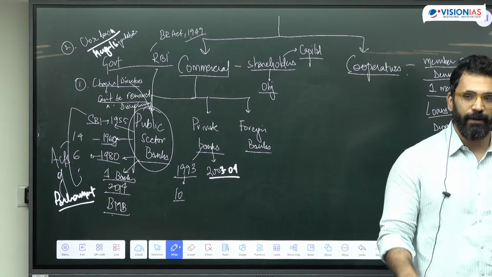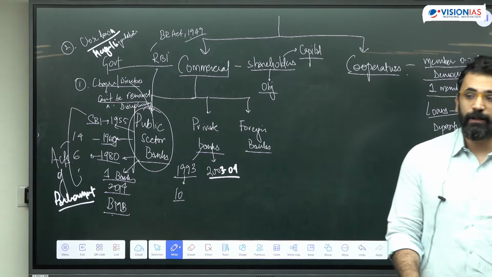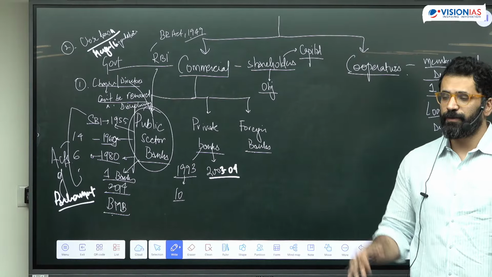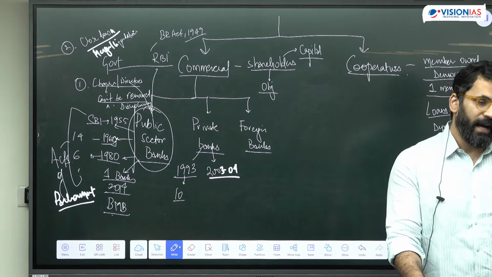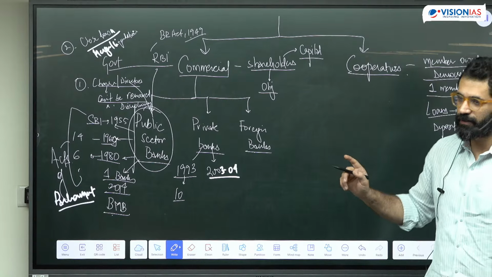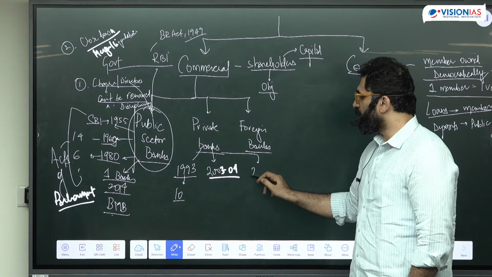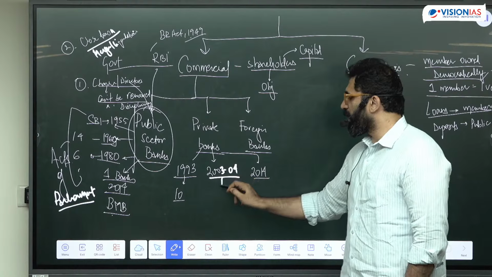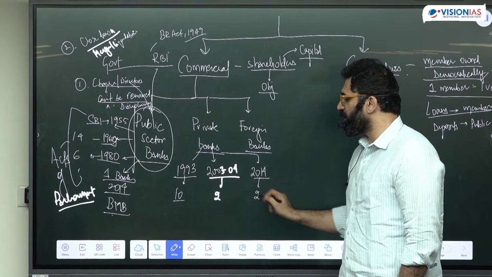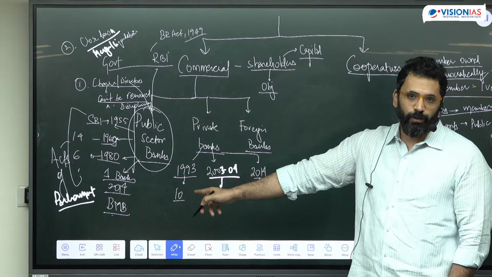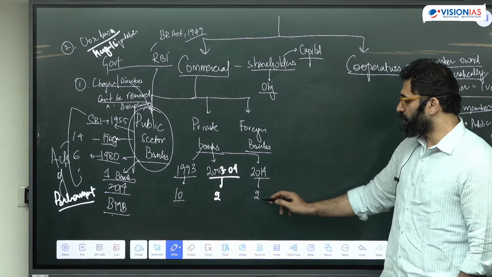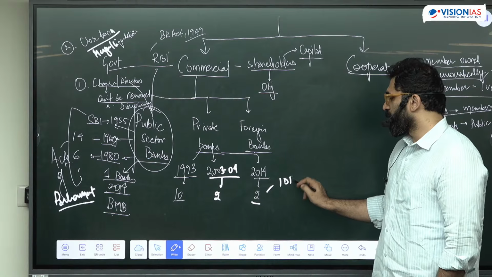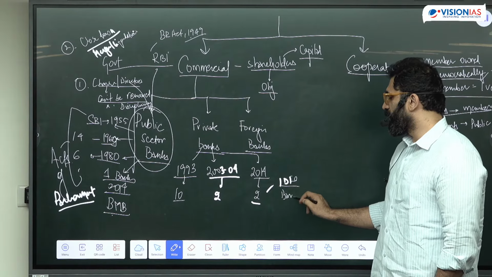ICICI was first, in the first 10. HDFC also came before. In 2003-04 there were 2, Axis and Yes Bank. Then in 2014 there were 2 more licenses which were given. Out of these 10 there were some banks which were closed down also. I think only 6 or 7 are remaining. The 2 in 2014 were IDFC First Bank and Bandhan.